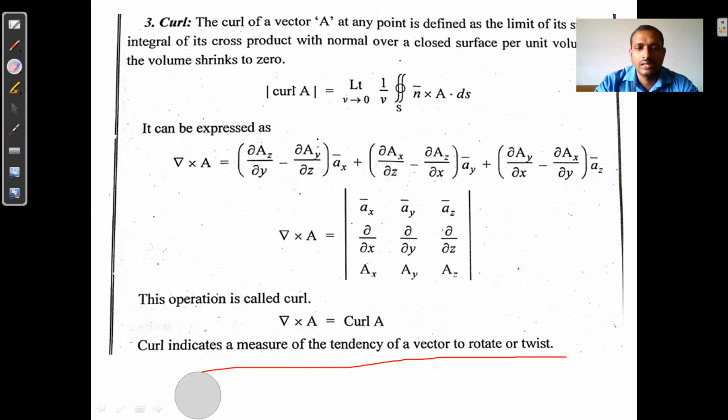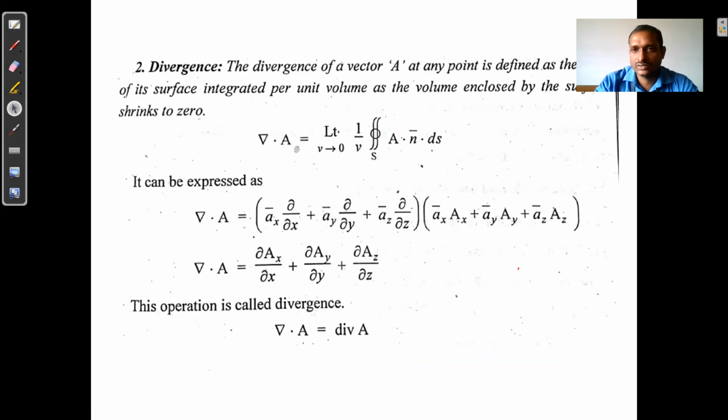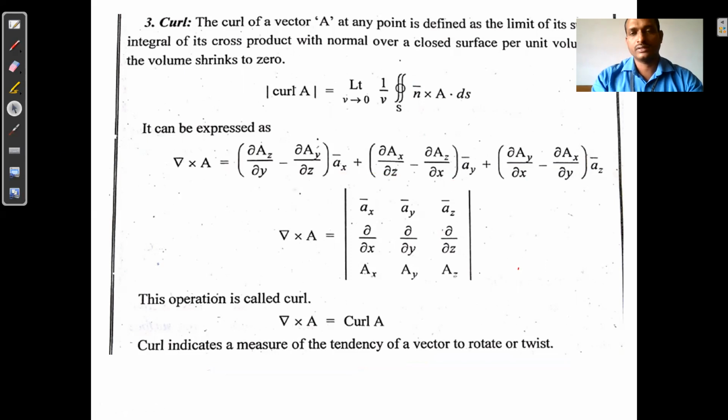So based on the del operator, three possible operations are there. One is gradient: del V is called gradient, potential gradient being one example of the gradient operation. Next one is divergence: del dot A is called divergence. The curl operation, that is del cross A, is called curl. So these are the basic fundamental operations of the del operator.